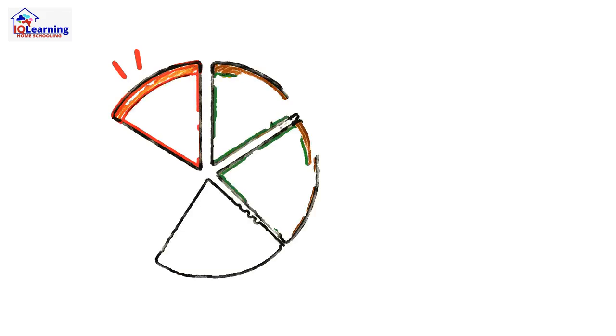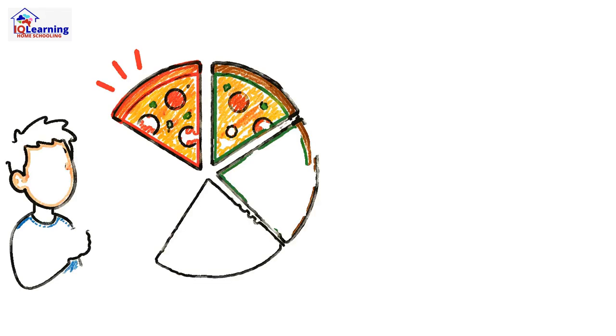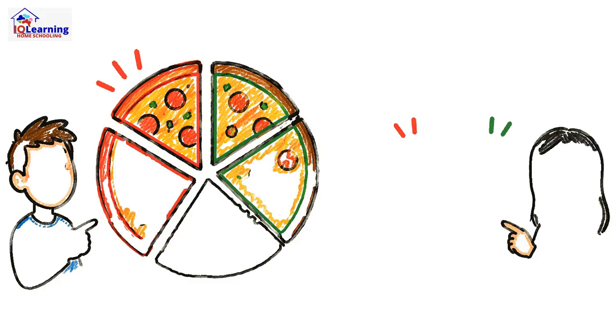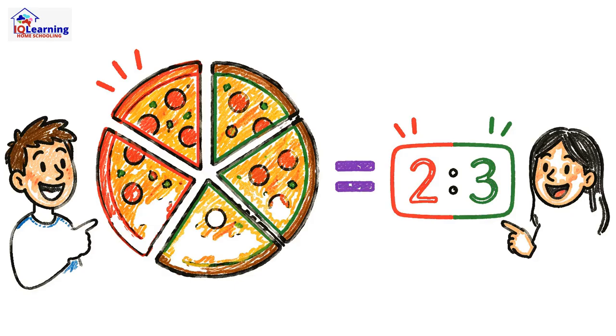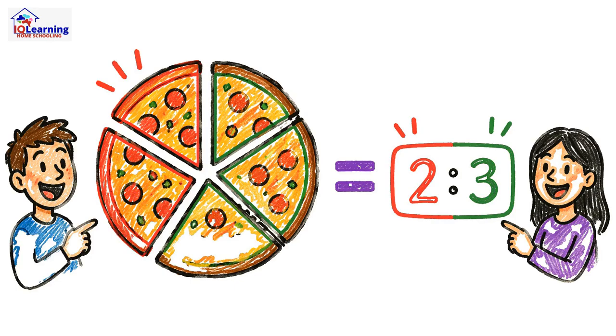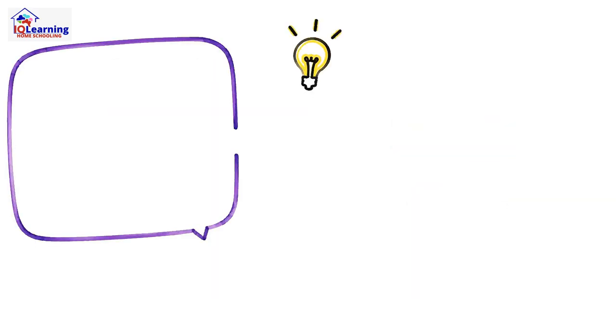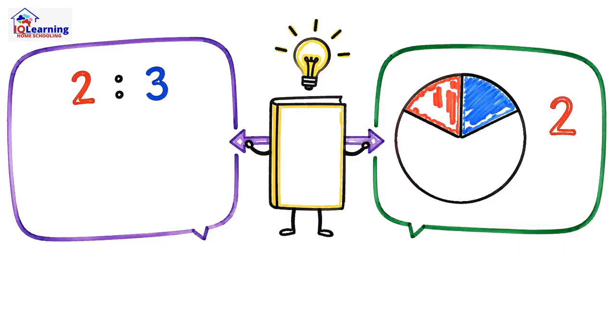If a pizza has 5 slices and you eat 2, you've eaten 2/5. But if your friend says the ratio of slices you ate to slices left is 2 to 3, are they wrong? No, you're both describing the exact same thing. Ratios and fractions are just different languages for the same relationship.